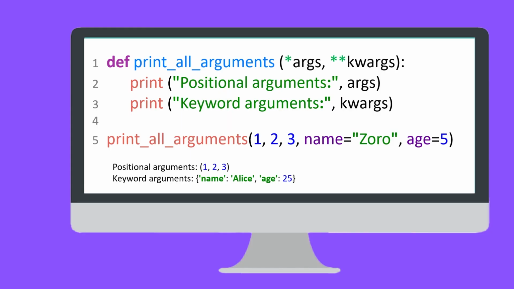This is an example of how to use the combination of arbitrary positional arguments and arbitrary keyword arguments. In the code snippet, the function print_all_arguments is designed to display both positional and keyword arguments that are passed into it. First, args will collect all the positional arguments as a tuple, whereas kwargs will collect keyword arguments as a dictionary. Then in line 2, the compiler will print the string positional arguments followed by whatever is contained in args. In line 3, the compiler will print the string keyword arguments followed by the content of kwargs.